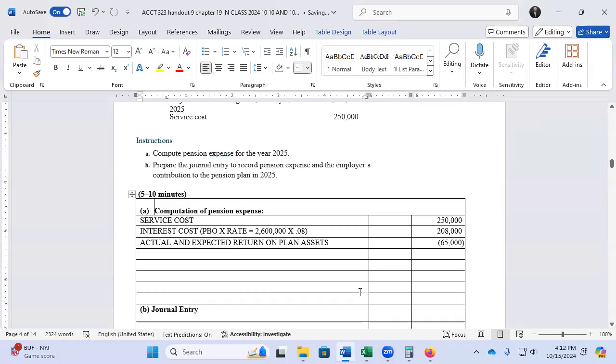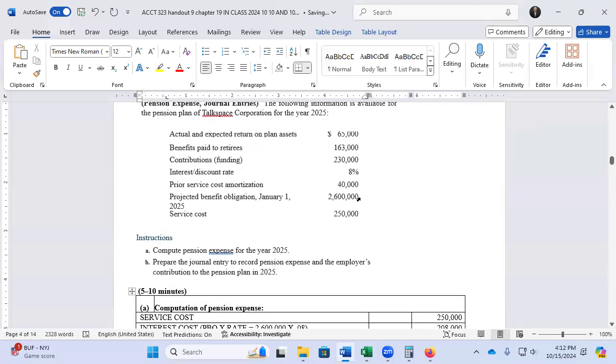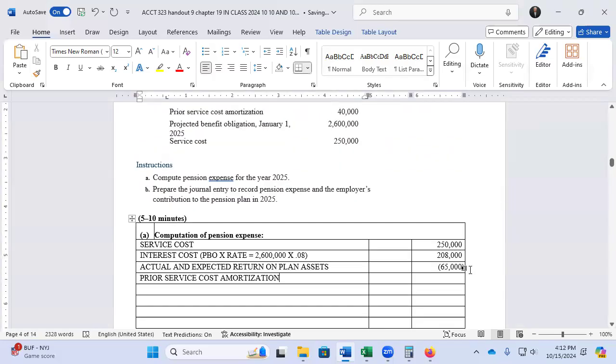Okay. And then you have prior service cost amortization. And in this case, prior service cost amortization increases our pension expense. And so that's 40,000. So our total pension expense for 2025, we add those up and I get 433,000, or at least that's what the answer key says.